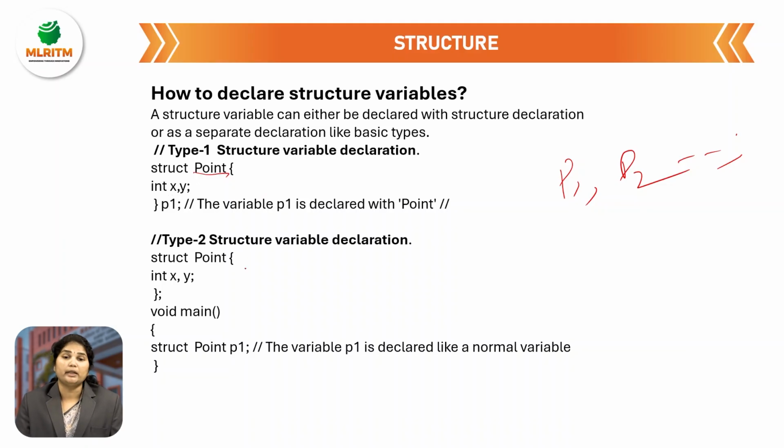Another type is declaring a variable in the main function. How will we declare a variable in the main function? Now we will see. Struct point, the structure name. In this we declare the variables, close the curly brace and give a semicolon. Next, in the main function we declare the variables: struct point P1. Like this we can declare a variable using the main function. This is the other way of declaring a variable in structures.